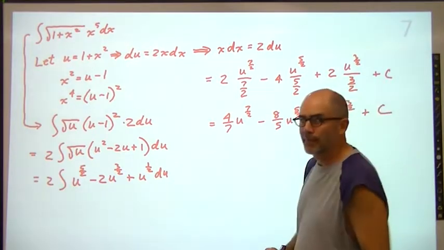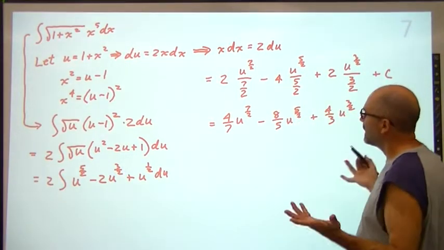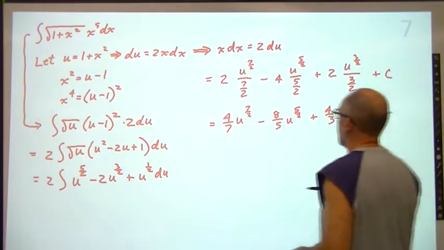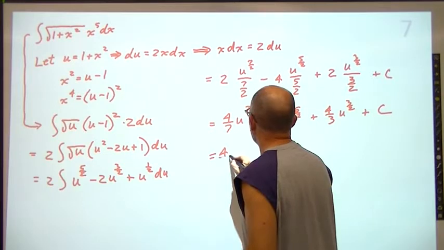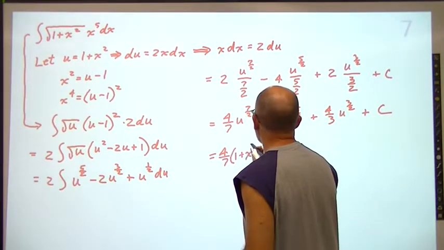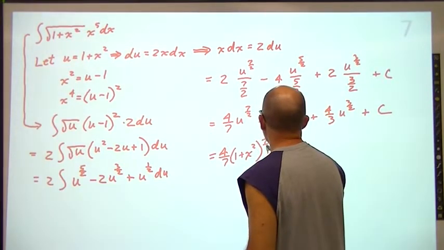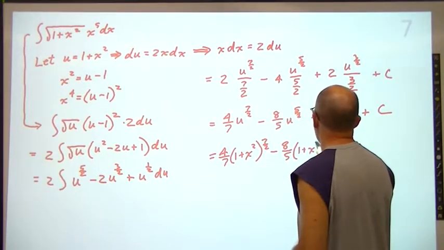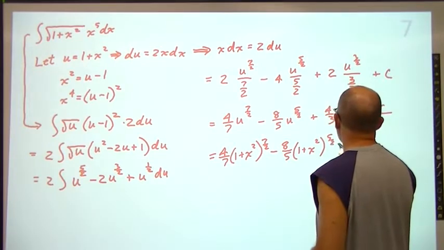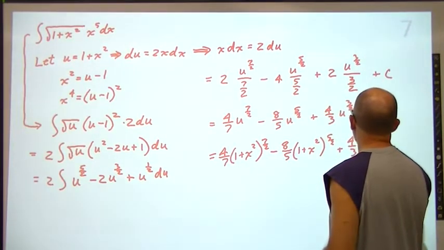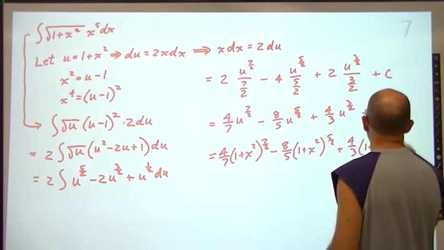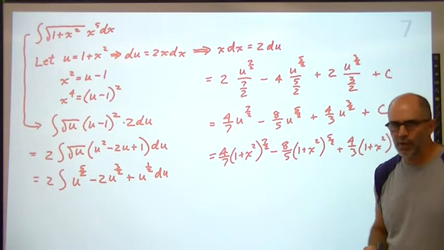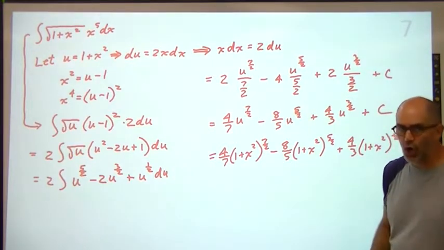Plus c. Now last step, we toss in the 1 plus x squared, so we end up with 4/7 times 1 plus x squared to the 7/2, minus 8/5 times 1 plus x squared to the 5/2, plus 4/3 times 1 plus x squared to the 3/2, plus C. That's it, game over.